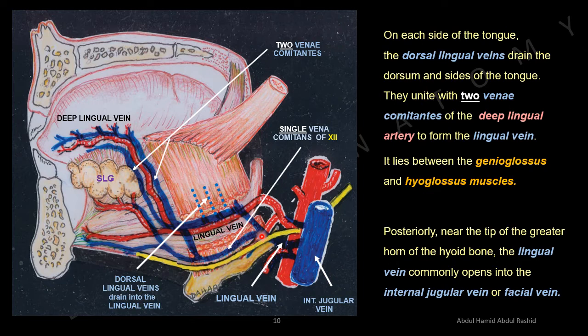Posteriorly, near the tip of the greater horn of the hyoid bone, the lingual vein commonly opens into the internal jugular vein or facial vein.